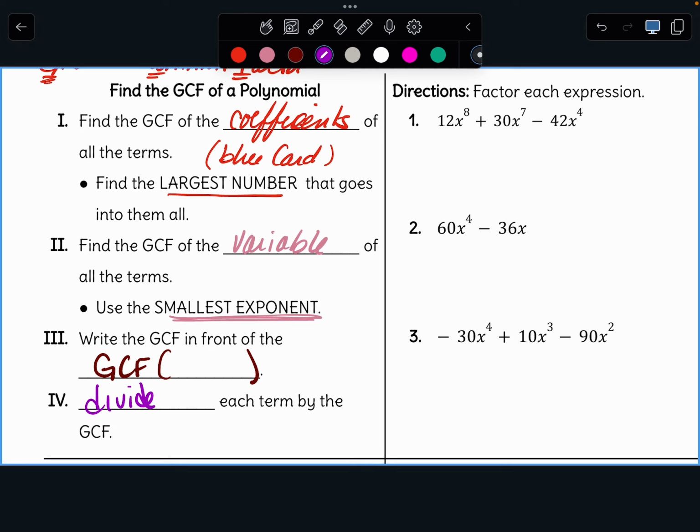So when you're looking at this, for this first one, what's the GCF? What can I divide all those by? 12, 30, and 42 can all divide by 6. And then what's the smallest exponent? I've got x8, x7, and x4. So I'm going to use x4. So then you write 6x4 on the outside. And here you would put whatever it was when you divided. So 12 divided by 6, 30 divided by 6, 42 divided by 6, and then you subtract your exponents, okay?